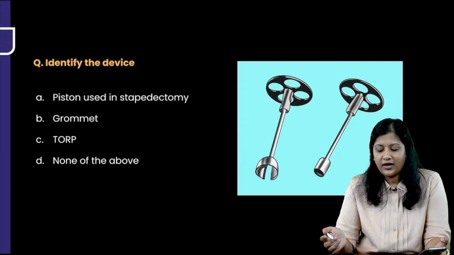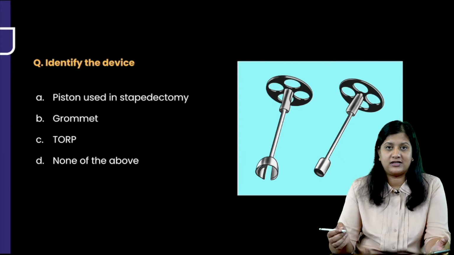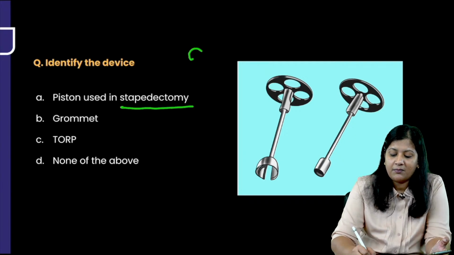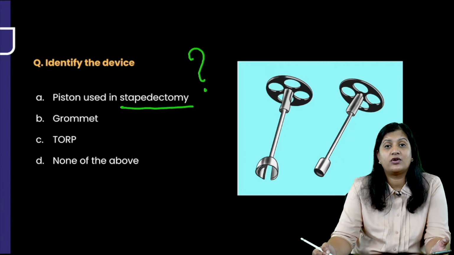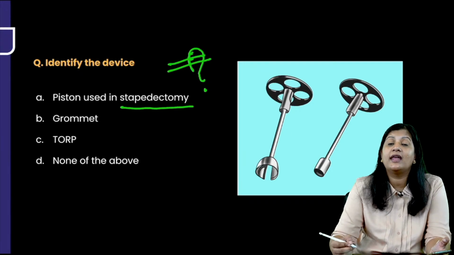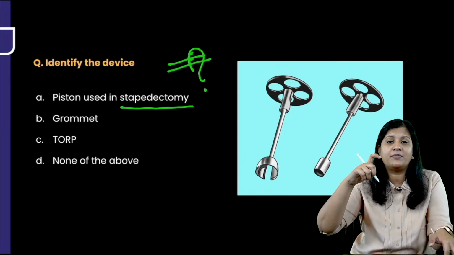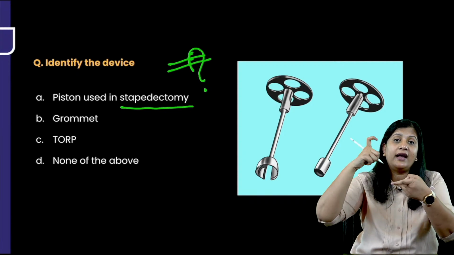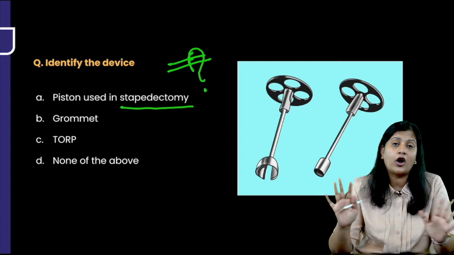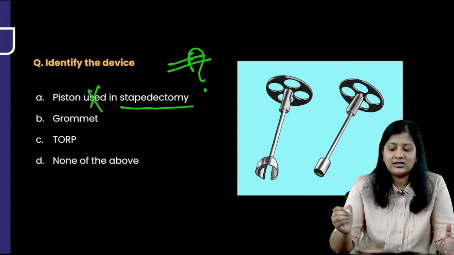See, here you can see that this is a prosthesis. Now the piston that you use in stapedectomy will typically look like a question mark. So remember that. Why will it look like a question mark? Because this has to anchor to an ossicle, which is your incus. So you have to hang the piston to the incus. That's why it looks like a question mark. So this is not looking like a question mark, so it is not the piston that we use in stapedectomy.